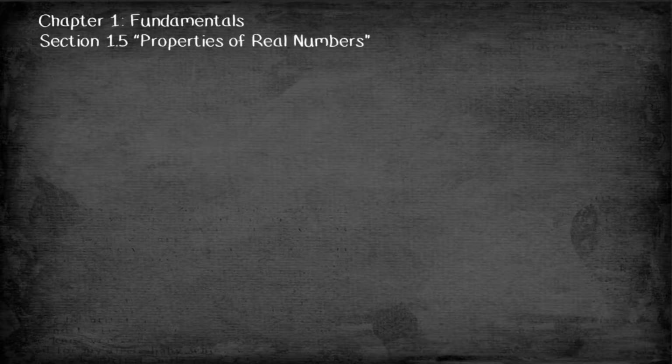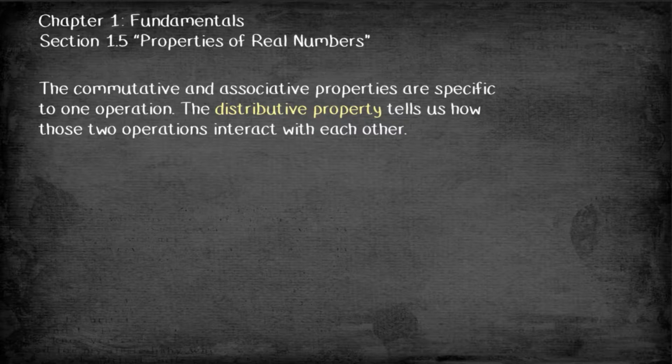Hey everyone, in this video we're still talking about the properties of real numbers, but we're specifically going to be discussing what we call the distributive property today. So the commutative and associative properties that we talked about in the previous video are specific to doing one operation. And it doesn't say anything about how addition and multiplication interact with each other. That's where the distributive property comes in.